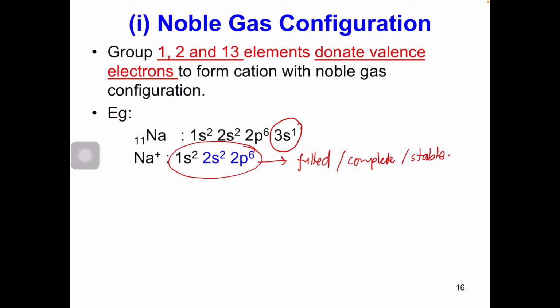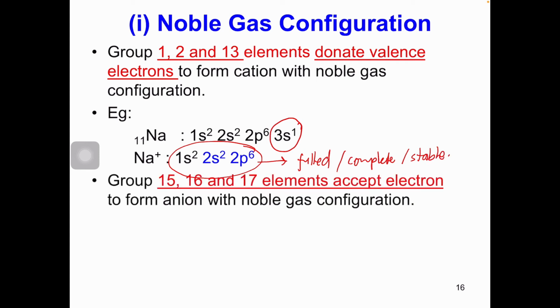So we can say that the electronic configuration of Na+ is already equal to a noble gas. Which noble gas has 10 protons? Try to find out. So when Na+ has 10 electrons, it is already the same as the noble gas configuration. As well as groups 15, 16 and 17, they tend to accept electrons to form an ion in order to achieve noble gas configuration.